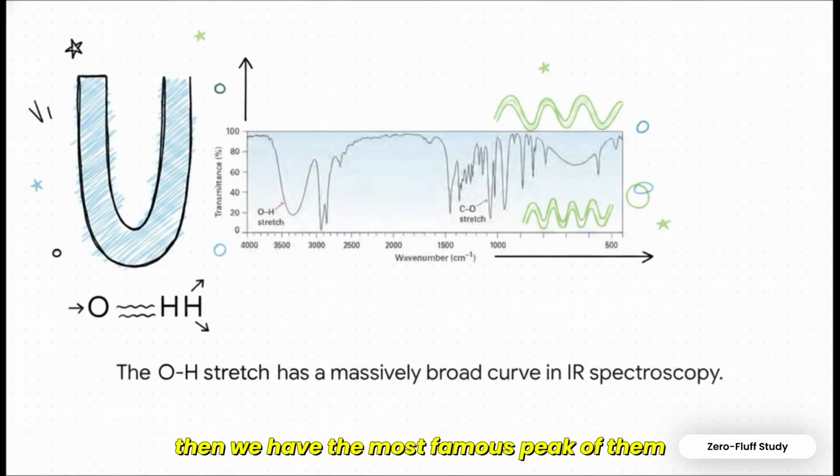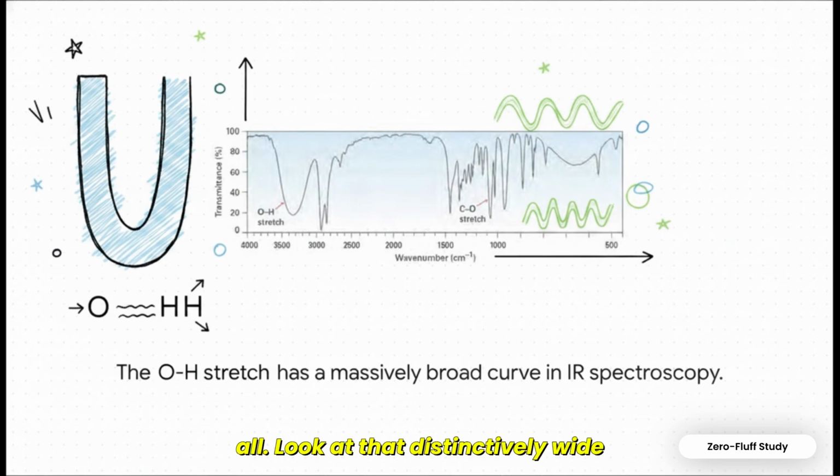And then we have the most famous peak of them all. Look at that distinctively wide U-shaped dip. That is your classic OH stretch. This beautifully cements the whole concept of infrared spectroscopy for us. It basically plots percent transmittance on the y-axis against wave number on the x-axis. So the molecular vibration, the stretching and bending of these specific bonds, is exactly what we're measuring.